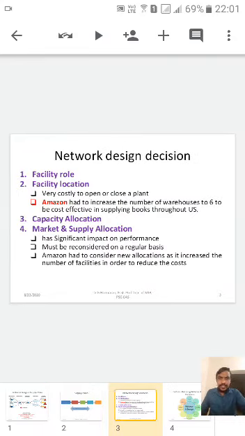Then, network design in supply chain. Before designing our supply chain network, we have to take crucial decisions: facility role, facility location, capacity allocation, and market and supply allocation. Facility is one of the important drivers in supply chain that we discussed in the last class. A facility can be a manufacturing plant or a retail outlet. So what is the size of your facility, and where should it be located?